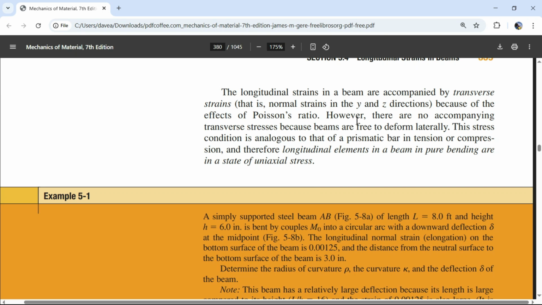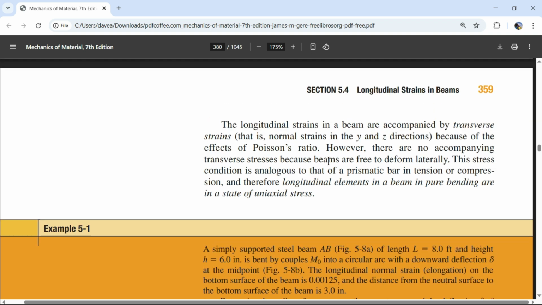All right. However, there are no accompanying transverse stresses because beams are free to deform laterally. This stress condition is analogous to that of a prismatic bar in tension or compression, and therefore longitudinal elements in a beam in pure bending are in a state of uniaxial stress.